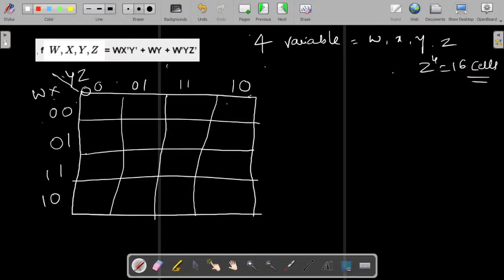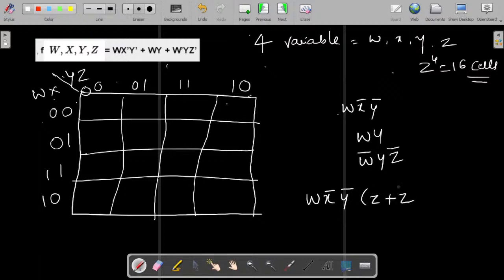Now they are given the 3 terms. What are those? W x bar y bar, and w y, and w bar y z bar. With these 3 terms, for example, in w x bar y bar, one term is missing. What is that? Z. So this we can write like this: z plus z bar.